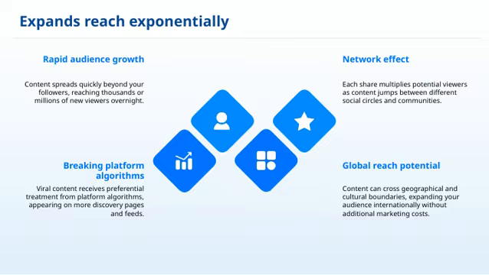Another important aspect is how platforms prioritize viral content. When something catches on quickly, algorithms tend to favor it, giving it more visibility by featuring it on discovery pages and feeds. This preferential treatment accelerates the spread even further. And perhaps most exciting is the global reach potential. Content isn't confined by borders anymore. A video or post can cross geographical and cultural boundaries effortlessly, allowing you to grow your audience internationally without extra marketing costs. Altogether, these factors make content sharing a powerful tool for expanding your influence and connecting with a worldwide audience.